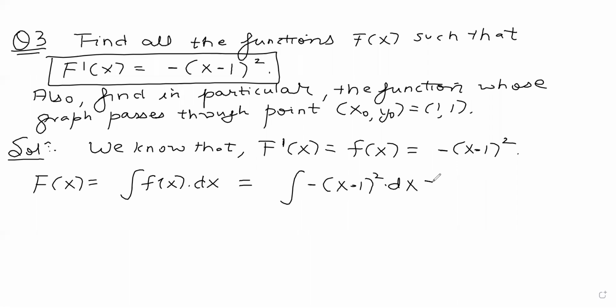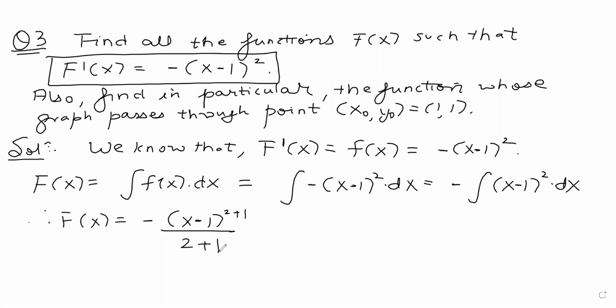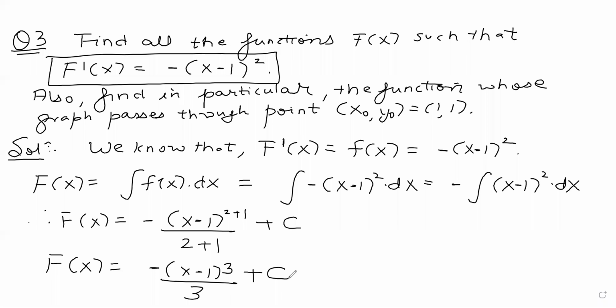Which I can write as, minus can come out of the integral. What is my capital F of x? Integral of (x minus 1) square will be (x minus 1) to the power 2 plus 1 upon 2 plus 1, plus c. So I can write my capital F of x is minus (x minus 1) cube upon 3 plus c. This is my capital F of x.